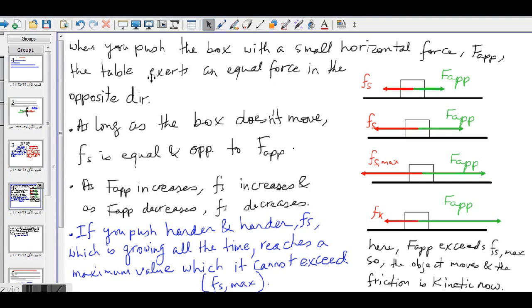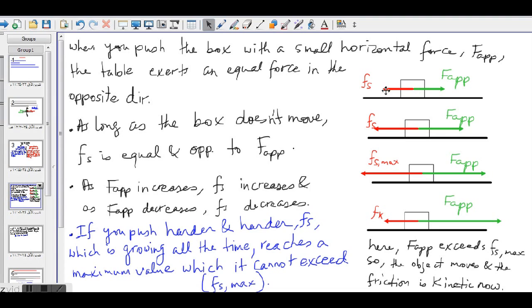So when you push the box with a small horizontal force, the table exerts an equal force in the opposite direction. We are assuming here this is a box on the table. As long as the box doesn't move, Fs is equal to F applied, and Fs is opposite to F applied. As F applied increases, Fs increases, and as F applied decreases, Fs also decreases. If you push harder and harder, Fs, which is growing all the time, reaches a maximum value which it cannot exceed. This maximum value is called Fs max.